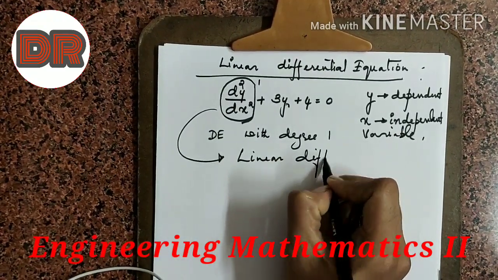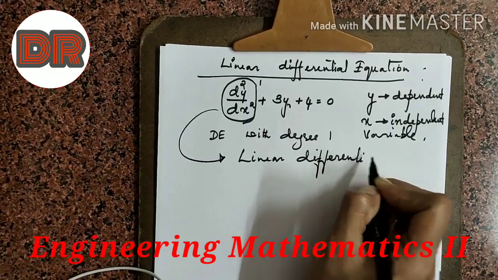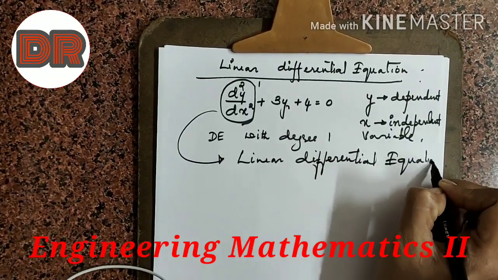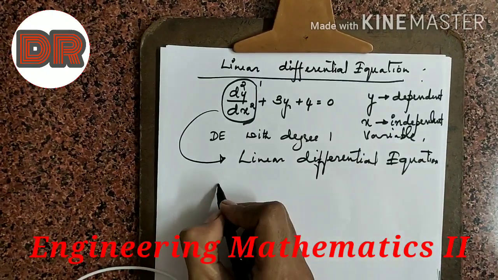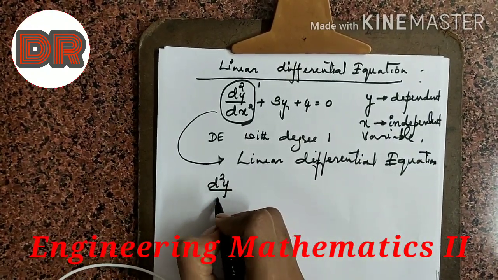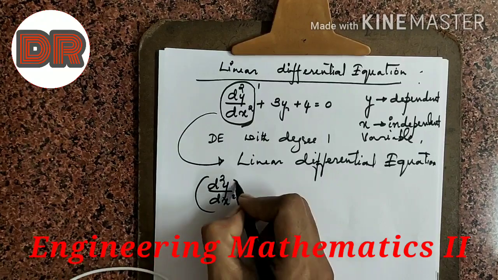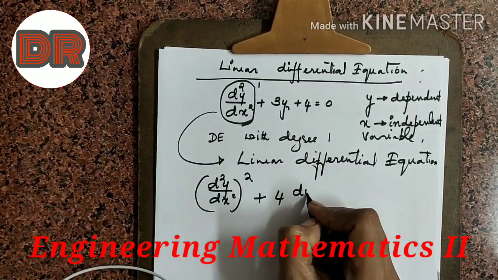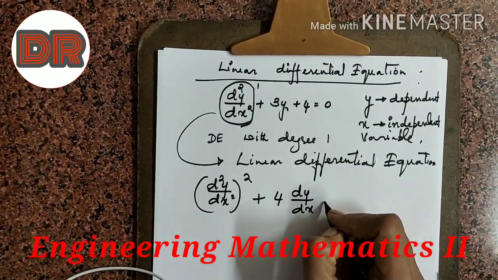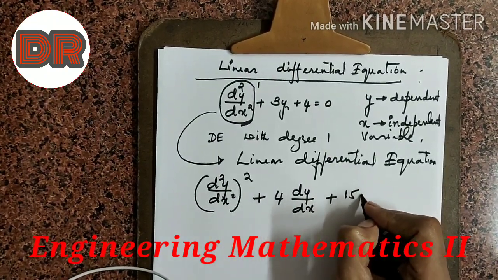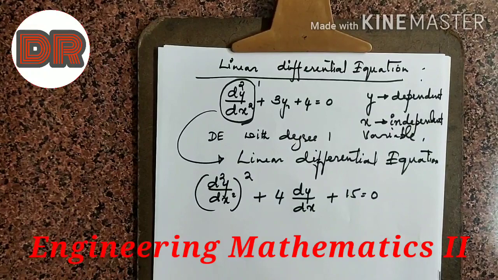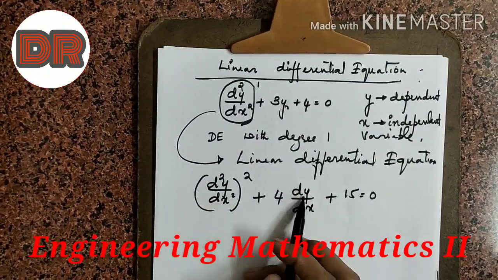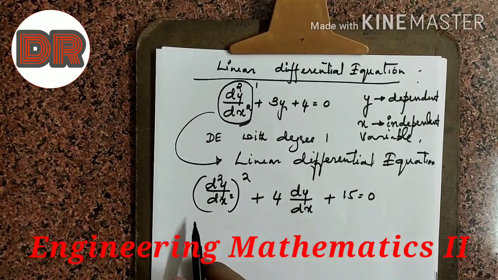So this is known as a linear differential equation. Let me take one more example. (d square y by dx square) whole square plus 4 dy by dx plus 15 is equal to 0. This is a differential equation and it has differential terms in it.